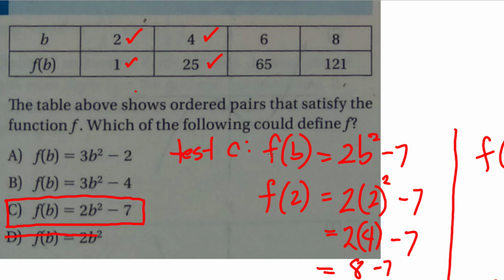So that's how to approach it using the elimination method. If you have plenty of time, you can check for b equal to 6 and b equal to 8, and I'm sure you'll get 65 and 121 respectively.